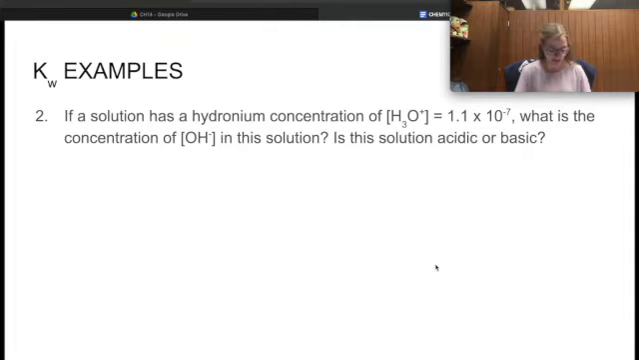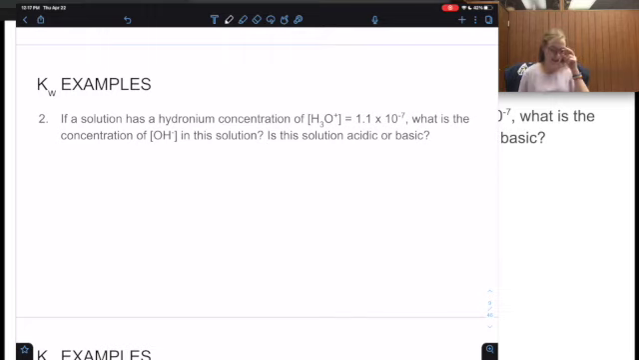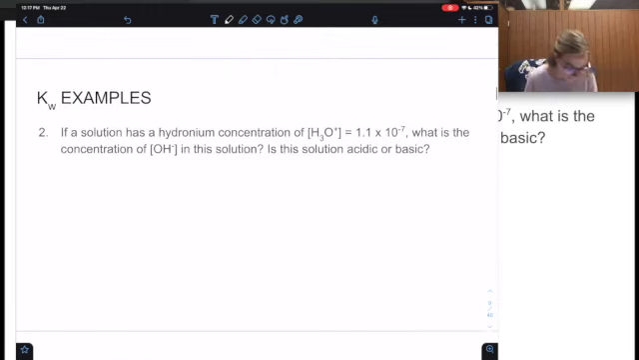So let's go ahead and do example number 2 as well. Example number 2 says, if a solution has a hydronium concentration of [H3O+] = 1.1 × 10^-7, what is the concentration of OH- in this solution? Is the solution acidic or basic?